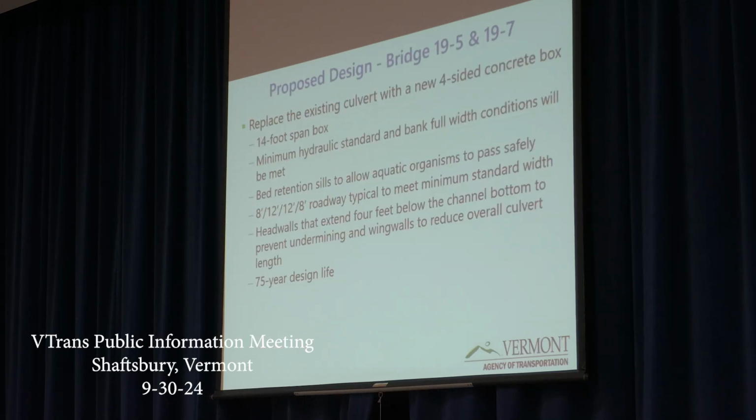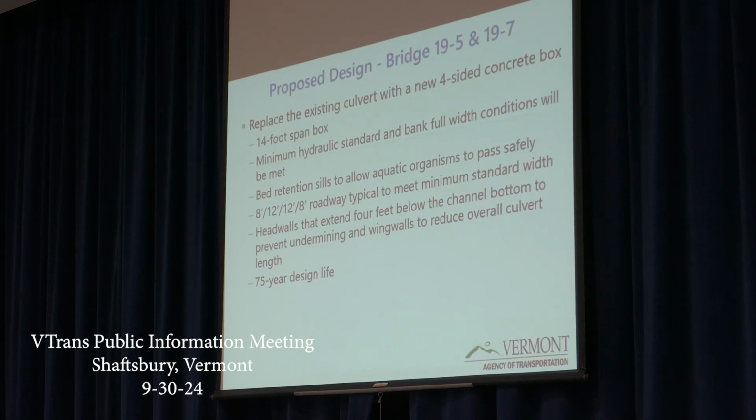So our proposed design for both 19.5 and 19.7 is to replace the existing metal plate arch culverts with new 4-sided precast concrete boxes. These will be a 14-foot span or width box. They'll meet the hydraulic standard and the bank full standards for the existing conditions. We'll be placing bed retention sills in the bottom of the pipe to allow for aquatic organisms to pass safely.